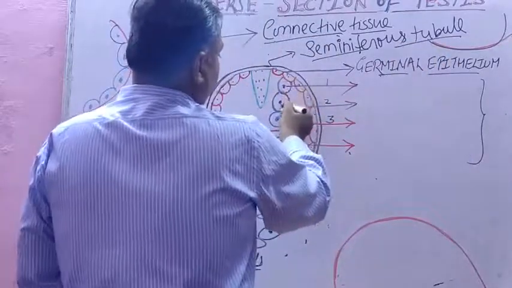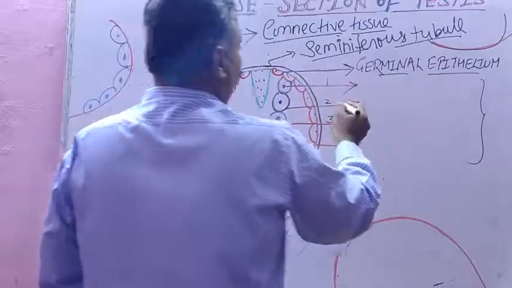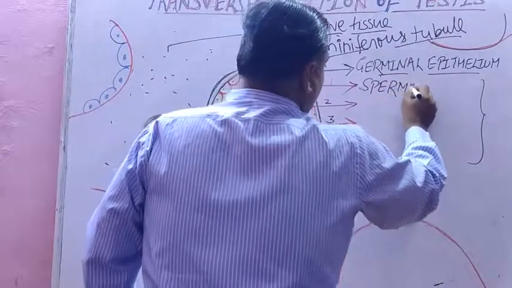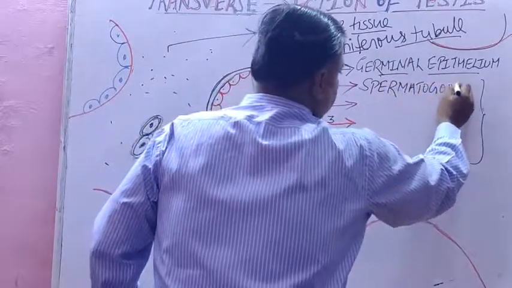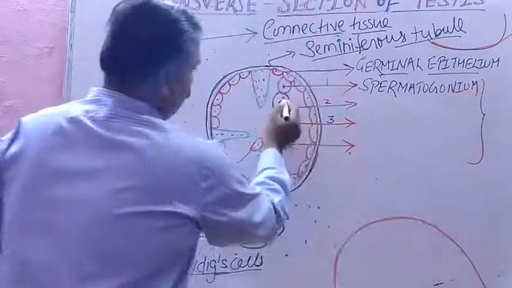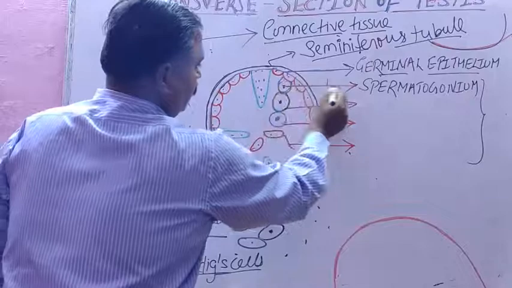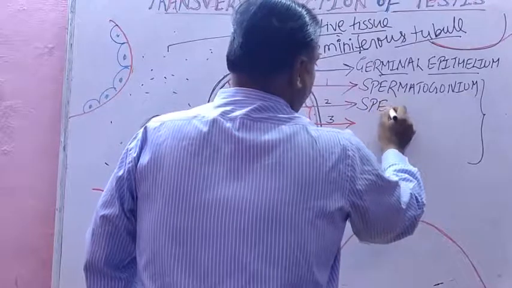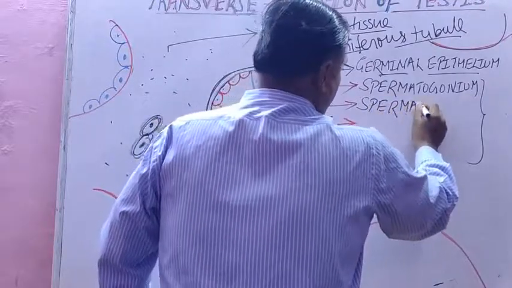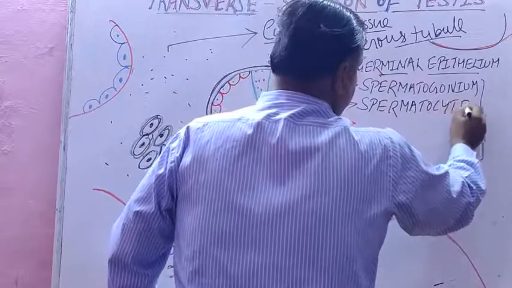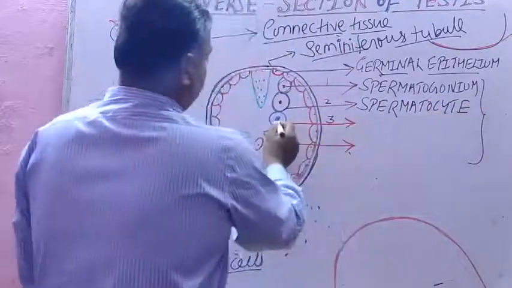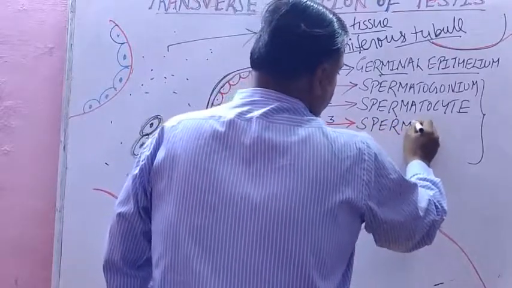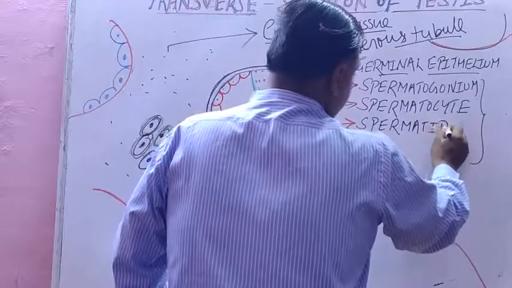Now during spermatogenesis, this germinal epithelium will divide to produce spermatogonium. This blue one, number 1, is the spermatogonium, and then that will divide to form spermatocyte. Then the third one, spermatid. Students, these 3 stages are very important.